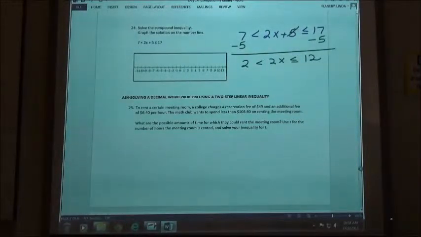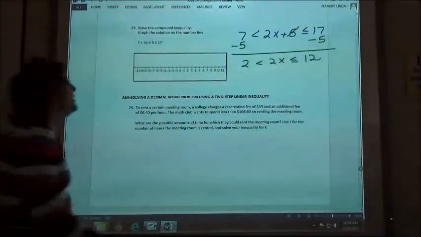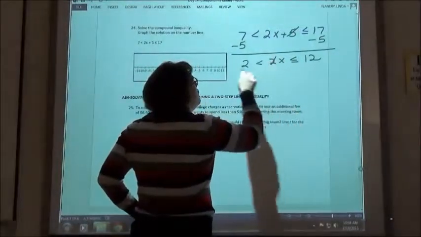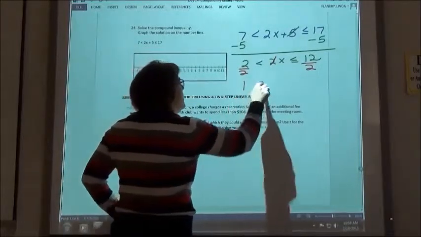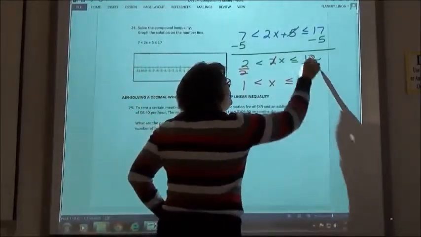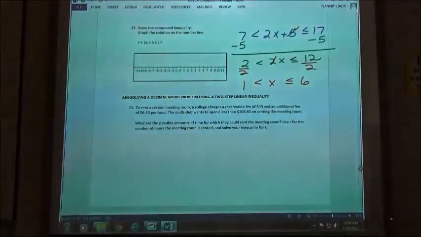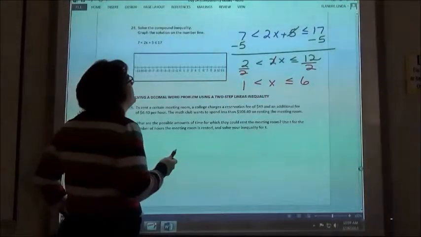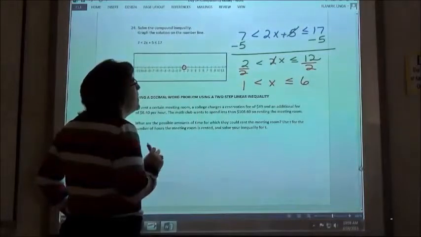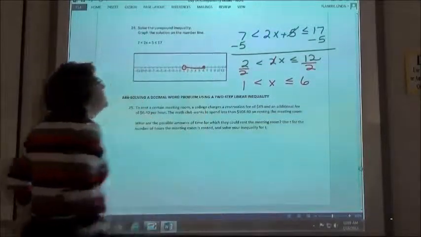Then we're going to divide. We're going to divide by that 2, right? Yeah. So 2 divided by 2 is 1, which is less than x, which is less than or equal to 12 divided by 2, 6. So on the 1, what kind of end mark are we going to have? We are going to have an open one. On the 6, I'm going to have a closed one, and the x is between those two things. So I'm shading between those two dots.